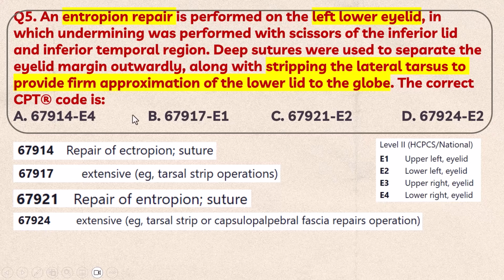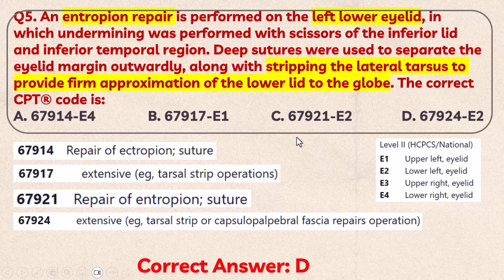67,924. So once you look at the modifier, if you are dealing with the eyelid, you have to use the HCPCS modifier that is available in the front cover of the CPT code book. You can see E1 for upper lid, E2 for lower lid. So in our case, left lower eyelid, you can see E2, that is left lower eyelid. So the correct code will be 67,924 E2, that is answer D.